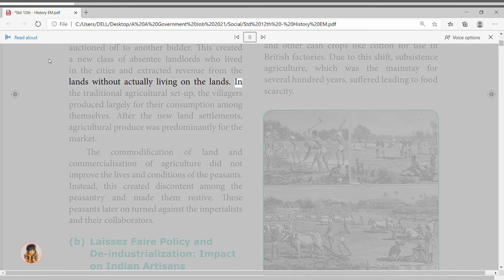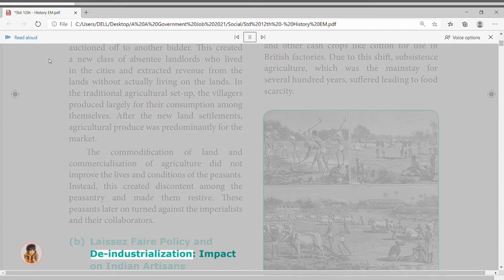In the traditional agricultural setup, the villagers produced largely for their consumption among themselves. After the new land settlements, agricultural produce was predominantly for the market. The commodification of land and commercialization of agriculture did not improve the lives and conditions of the peasants. Instead, this created discontent among the peasantry and made them restive. These peasants later on turned against the imperialists and their collaborators.